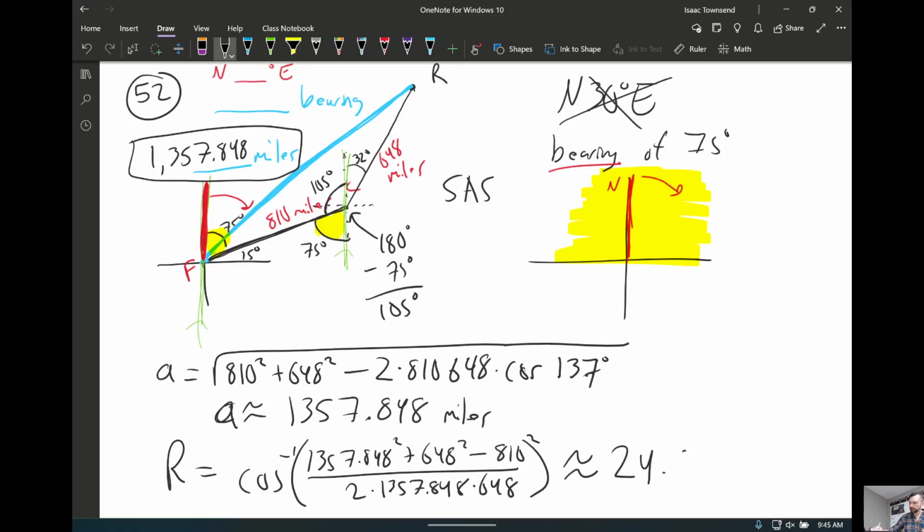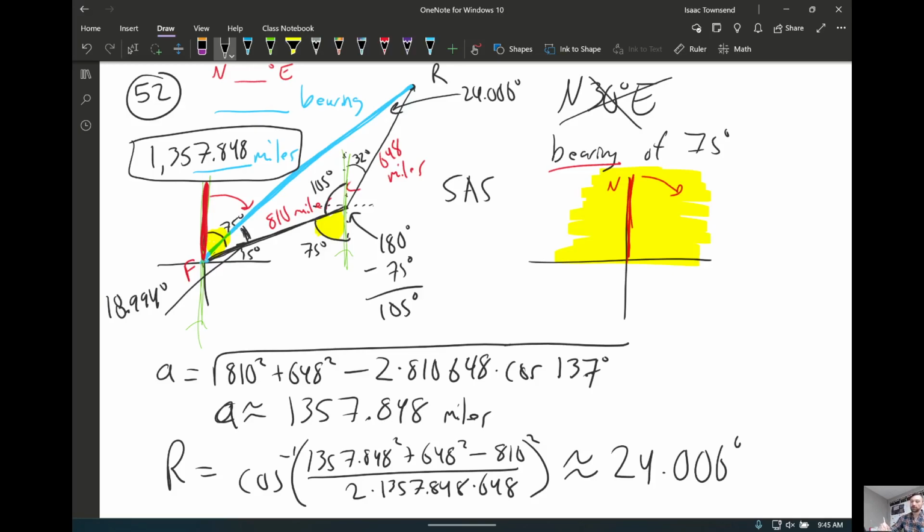Okay, so that comes out to be about 24 degrees. That would be this one. Now if I know this is about 24 and this one is 137, I could subtract those from 180, which tells me this angle is almost 19 degrees.